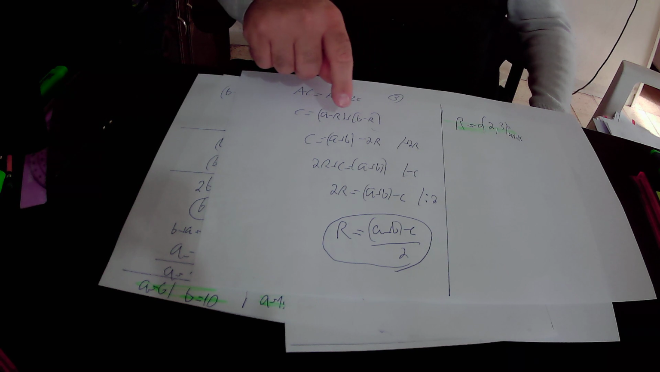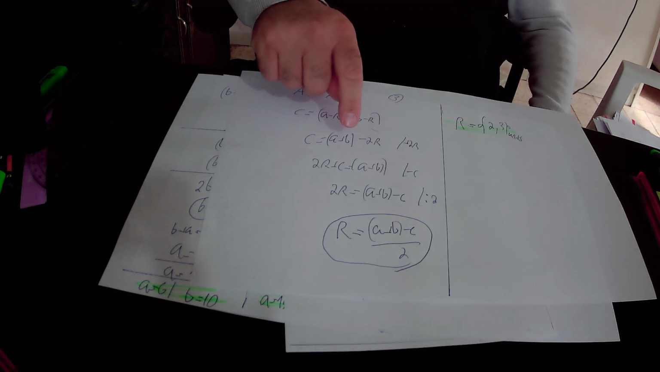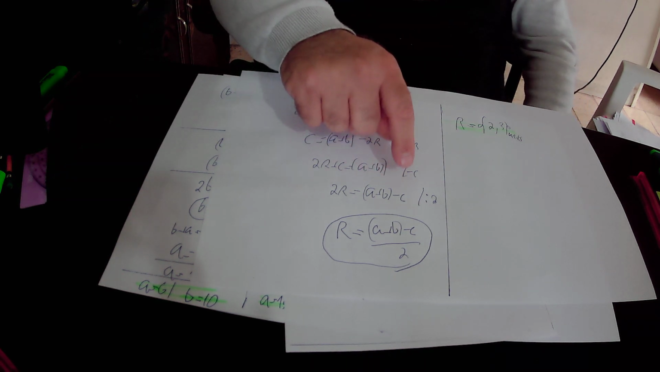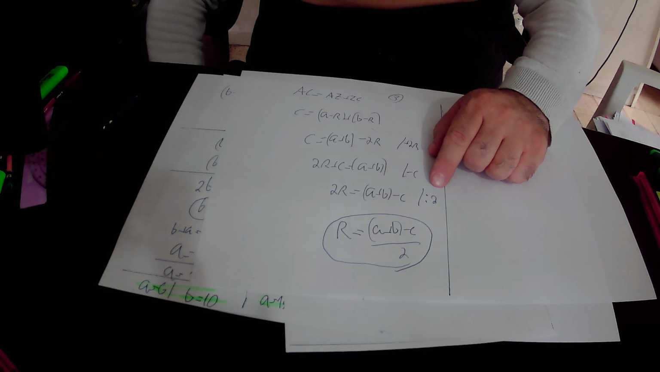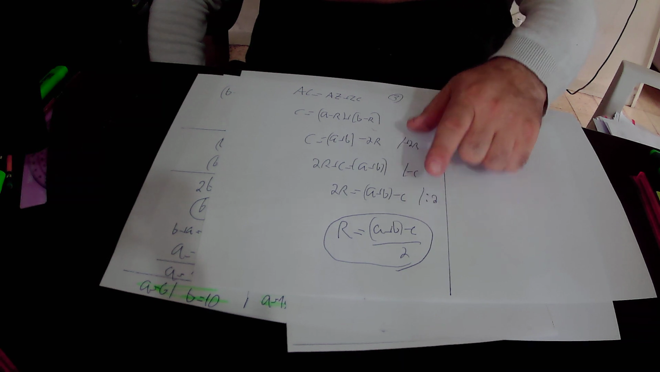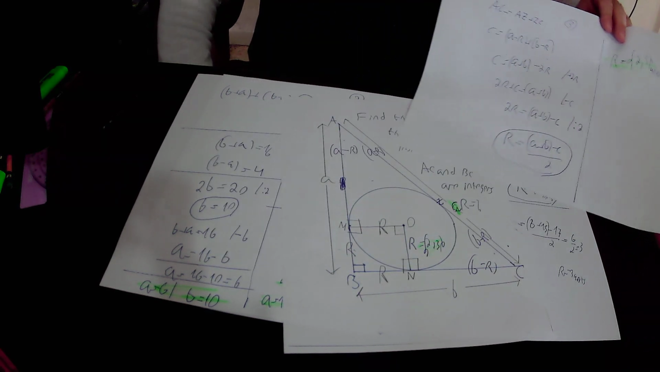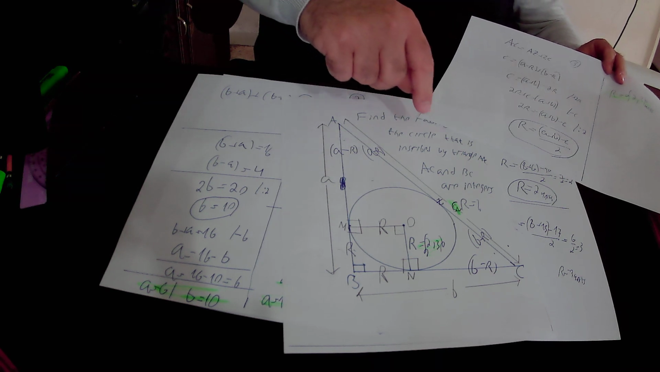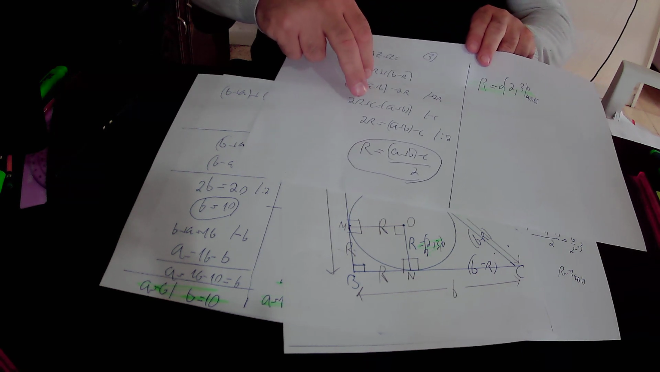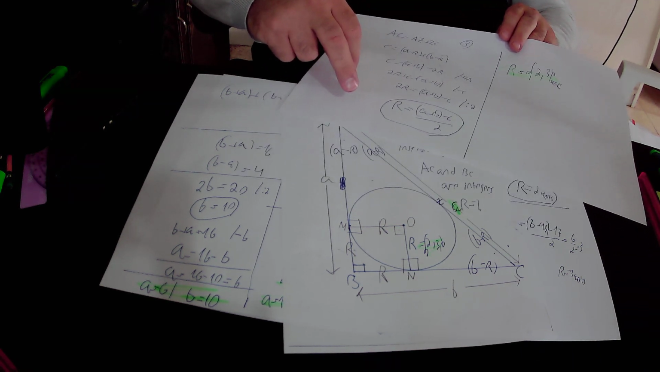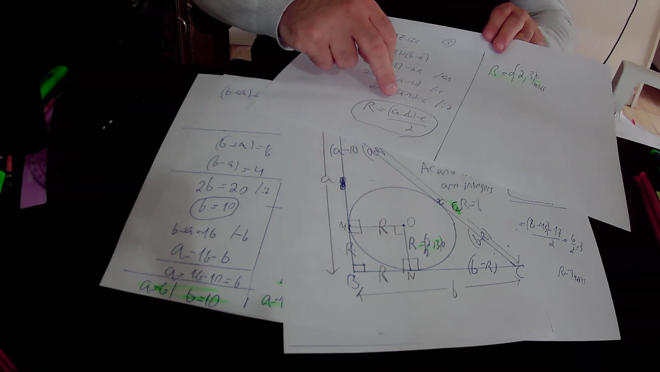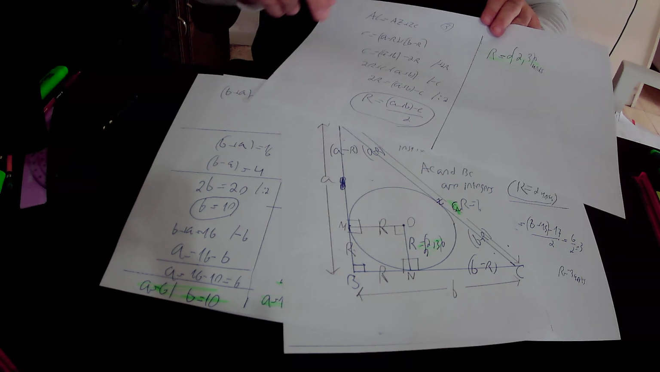We added 2R to this equation, and we got that 2R plus C equals A plus B. We subtracted C from this equation and found that 2R equals A plus B minus C. We divided this equation by 2, and we got that the radius we are looking for equals A plus B minus C over 2. So the radius of any circle that is described by a right triangle, triangle ABC, equals A plus B, that is the sum of its perpendiculars, minus C, that is the length of the hypotenuse, over 2.